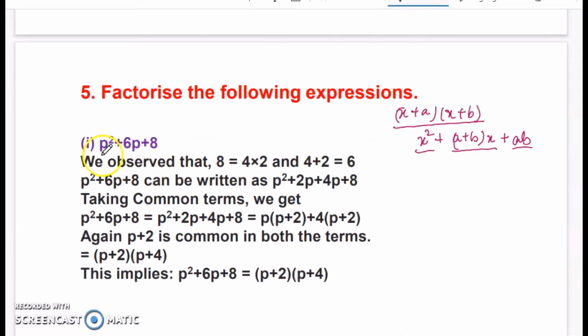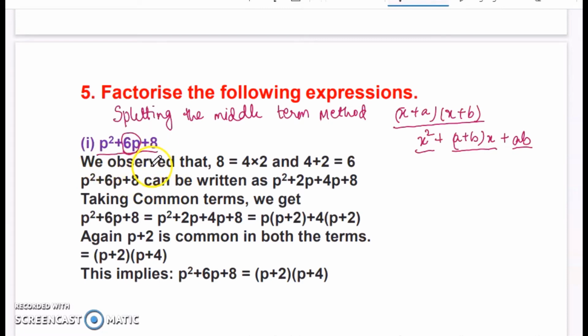So if you look at this expression, p square plus 6p plus 8, this method is also called splitting the middle term method. Now why is it called splitting the middle term method? Because the middle term, that is 6p, you will be splitting as two terms and then factorize by the method of regrouping.